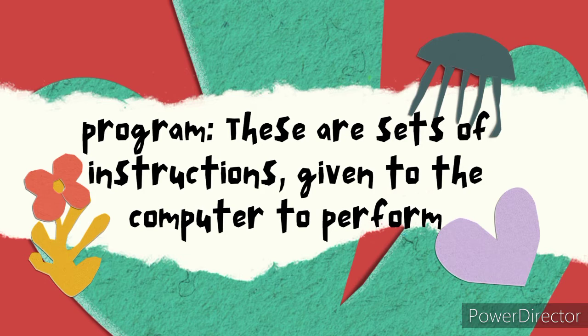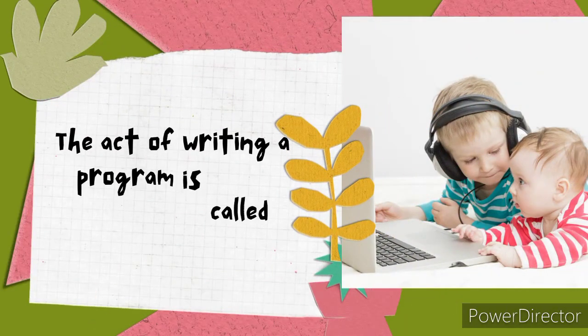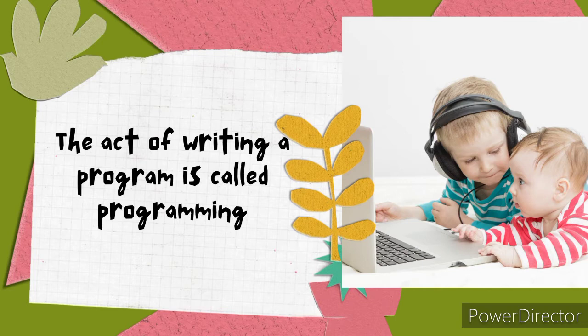Now, we need to give instructions to the computer to perform, or else the computer will just be on its own. So any set of instructions that is given to a computer to perform is called a program, while the act of writing a program is called programming. When we write a program, it is much more exciting using blocks, which is the Scratch program. The person in charge of writing a program, or anyone that writes a program, is called a programmer. So as we can see on the screen, we have two programmers on the screen.